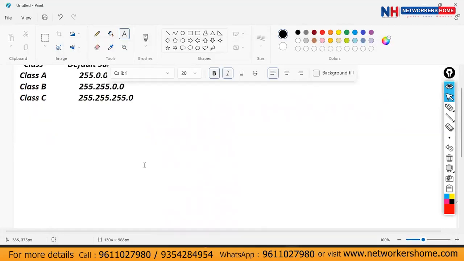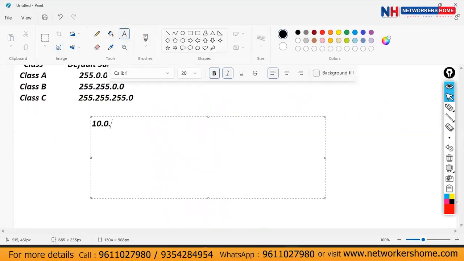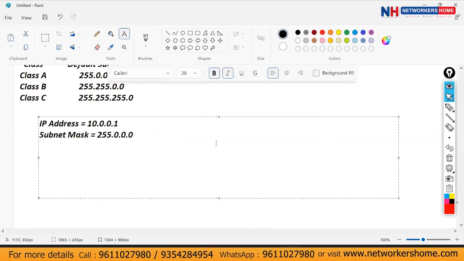Now see, I'm taking an example of class A. This is an address of class A, correct? And if I write the default subnet mask for class A, it is 255.0.0.0. So this is the IP address, and this is the subnet mask. Now I'll write these in binary.